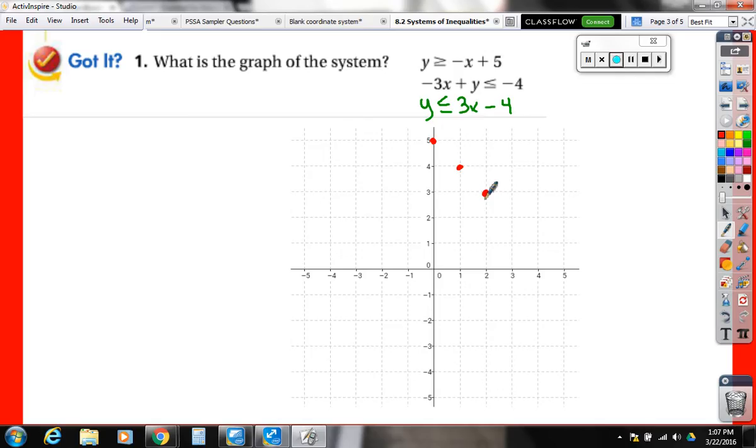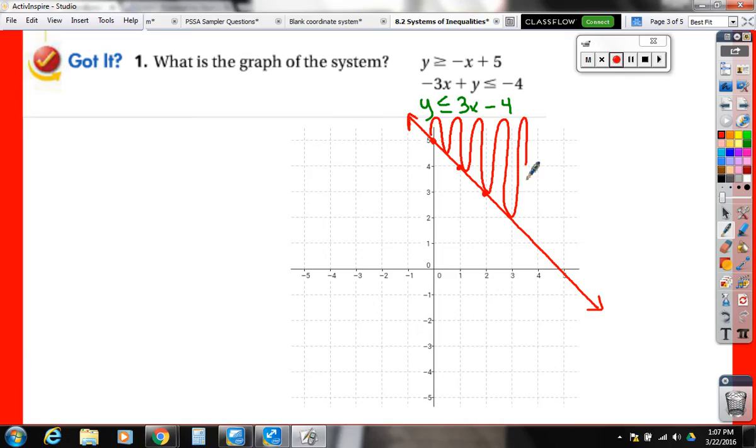Good. Those are so much easier to draw. And make sure you take up the whole coordinate graph. And am I going to shade above or below? Above. So I'll do vertical.